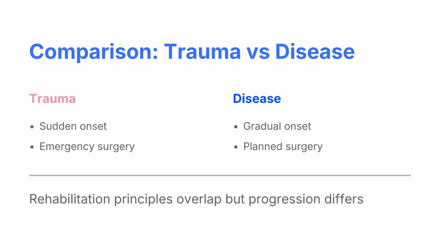Now let's compare trauma versus disease. Trauma is sudden and emergency based. Disease is gradual and planned. That means disease will be progressive, and will never be instant, and we can plan a surgery. Trauma requires emergency surgery, but disease requires a planned surgery. The rehab principles may overlap, but the recovery after trauma and the recovery in disease will be different.